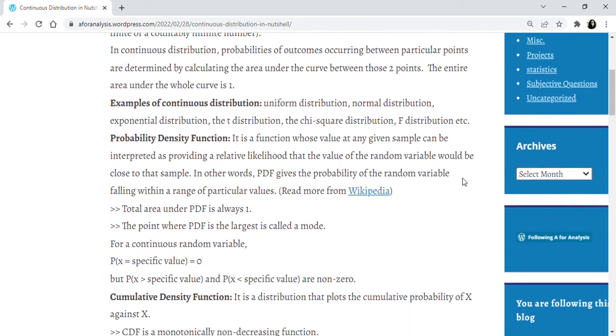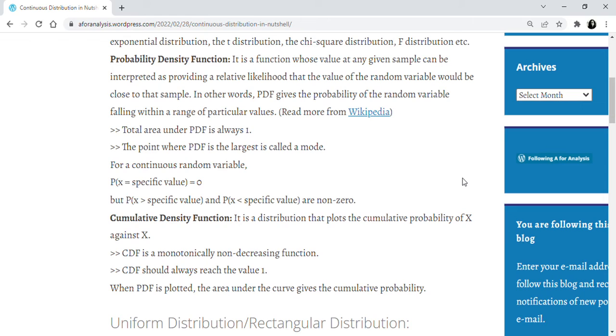Now let's see what the probability density function, PDF, is. This is a function whose value at any given sample can be interpreted as providing a relative likelihood that the value of the random variable would be close to that sample. In other words, to make it even simpler, the PDF will give you the probability of the random variable falling within the range of particular values. As we saw, the probability of x lying between the points a and b we could determine by calculating the area of the rectangle.